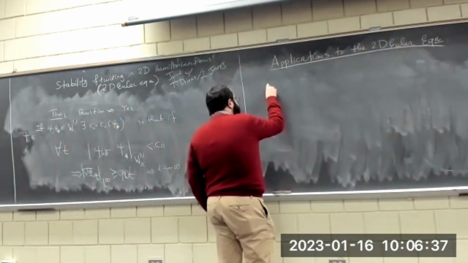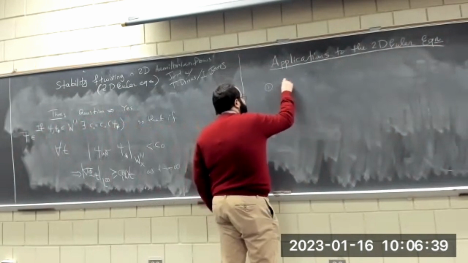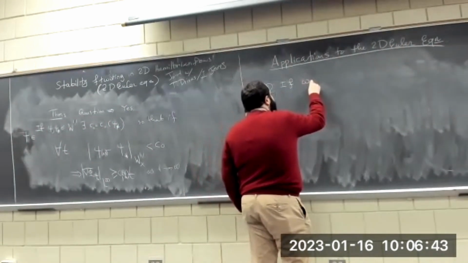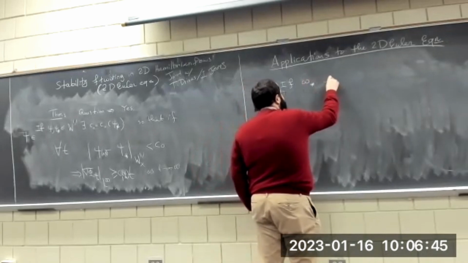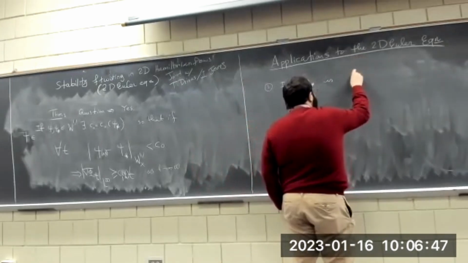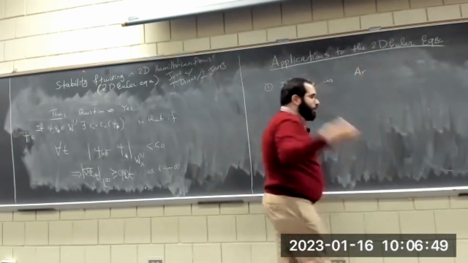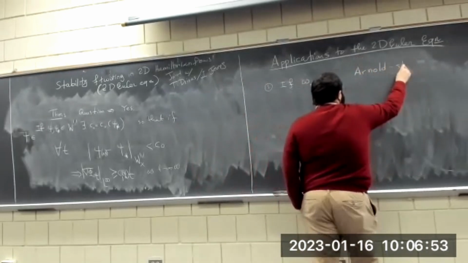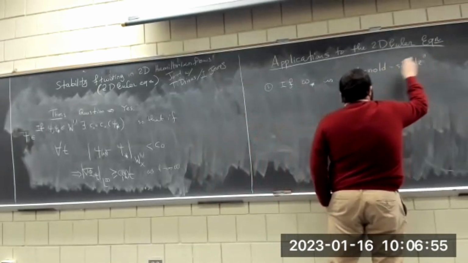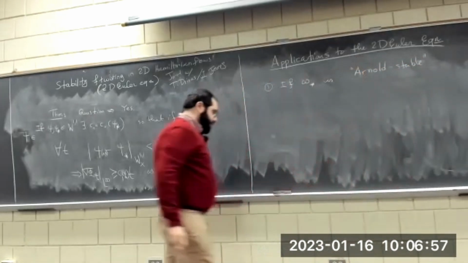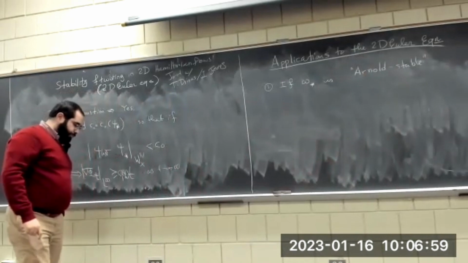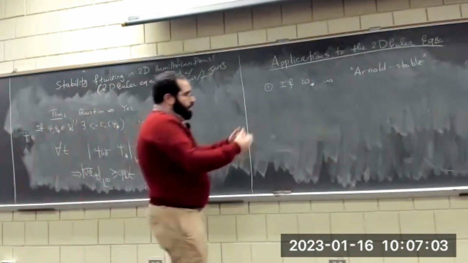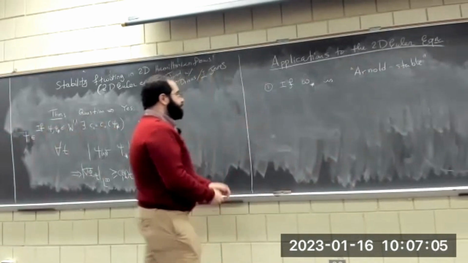Okay, number one, if omega star is Arnold stable. So this was the question that was asked basically. If Arnold stable, well, I won't say exactly what that means. It just means it's stable in the Eulerian sense, like what I said at the beginning.